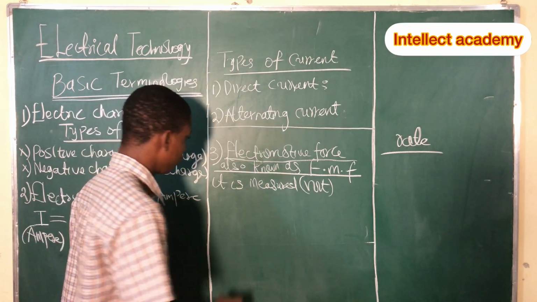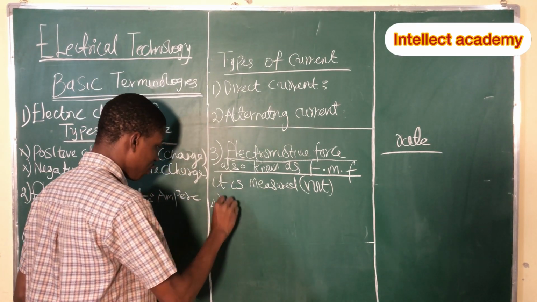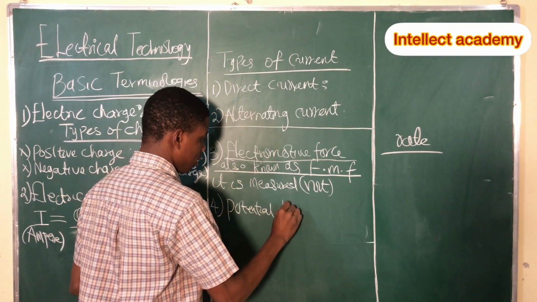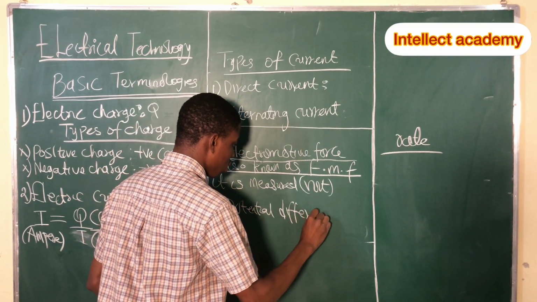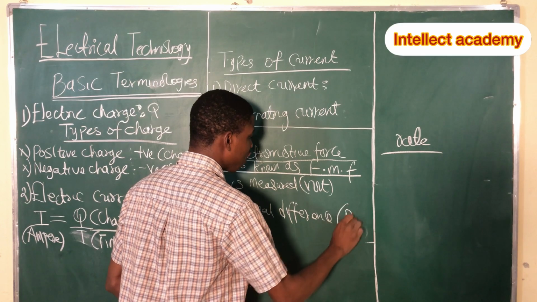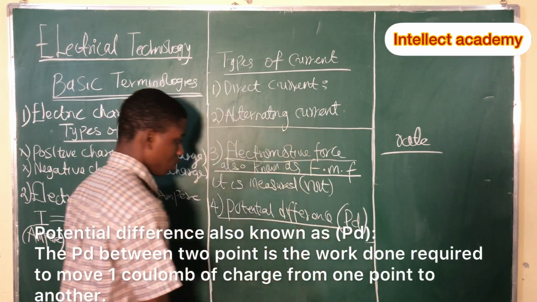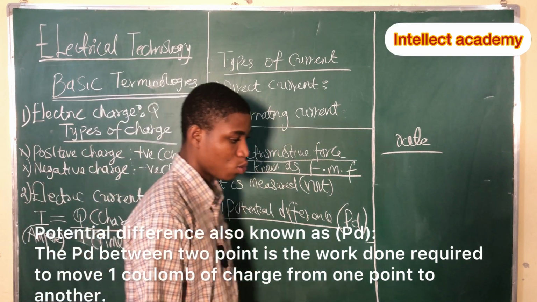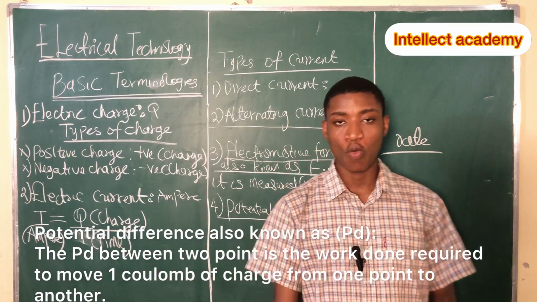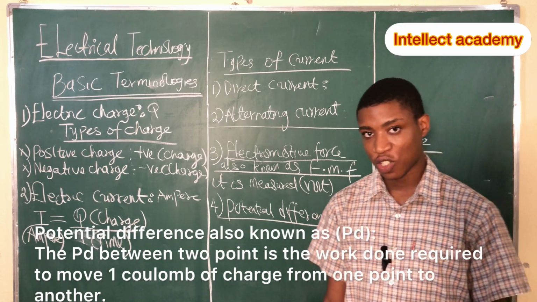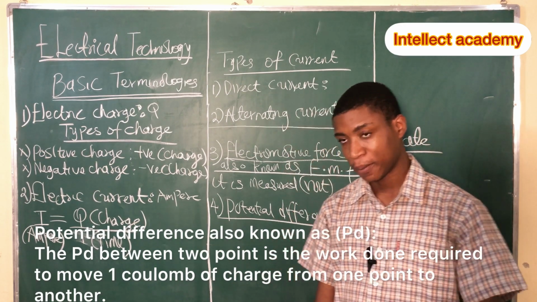So the fourth one is the potential difference, also known as the PD. Take note, the potential difference between 2 points is the work done required to move 1 coulomb of charge from one place to another.